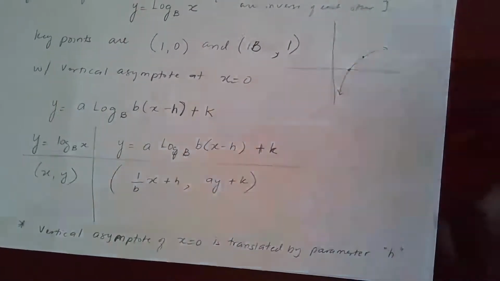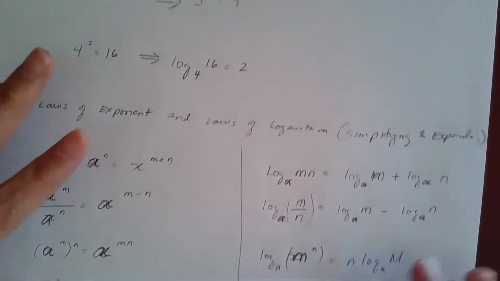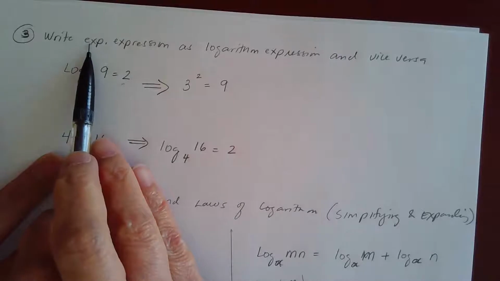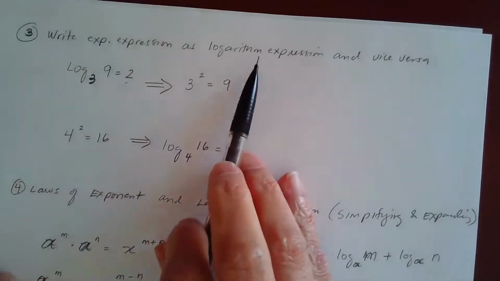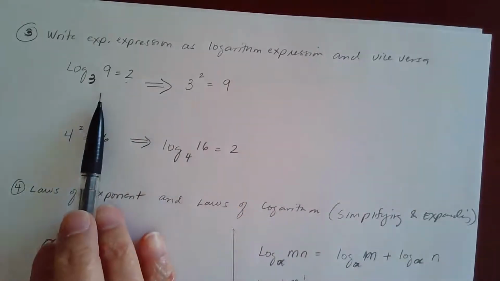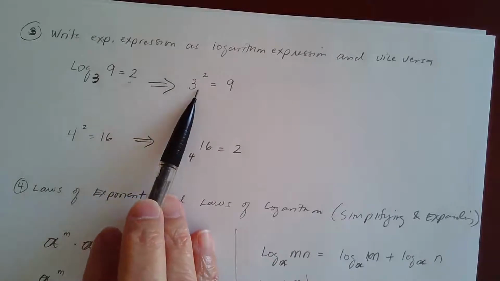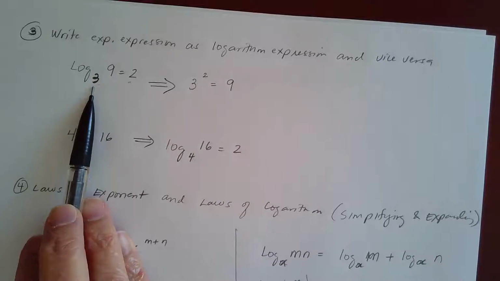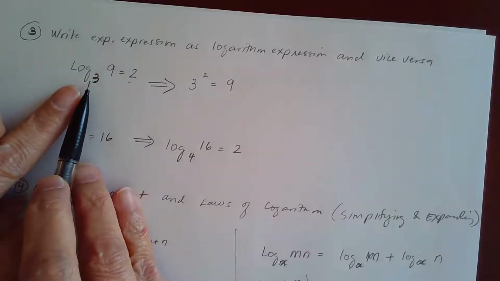Okay, so now what else did we talk about? In terms of this chapter, we talked about writing exponential expression or equation as logarithm and vice versa. So we can write down a logarithm and express that in exponential form. So logarithm is really looking for the exponent. So that means, what does this mean?